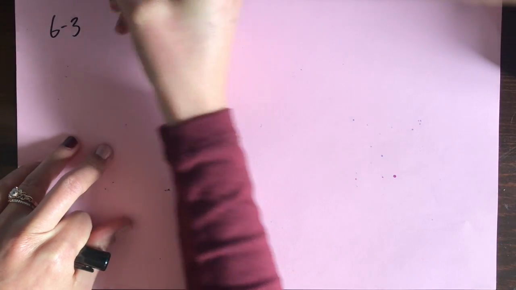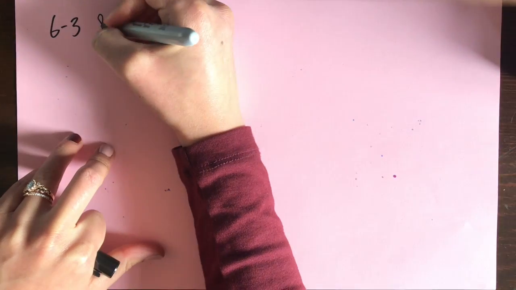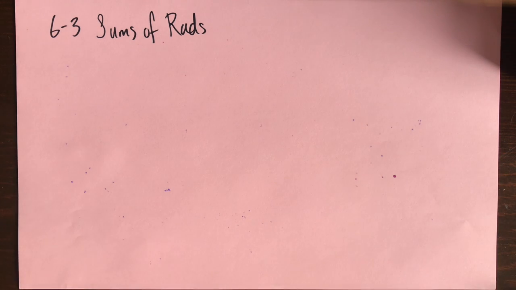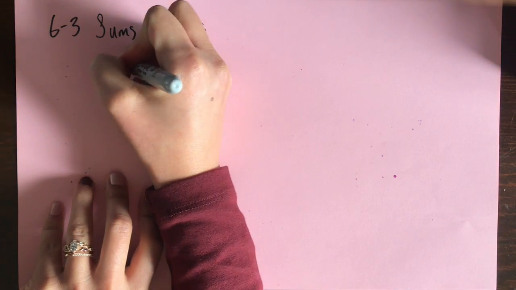Welcome back to another video. We are going to talk about sums of radicals today. So when we add different radicals, how they can combine and simplify, etc. So we're going to take just some examples to explain this.